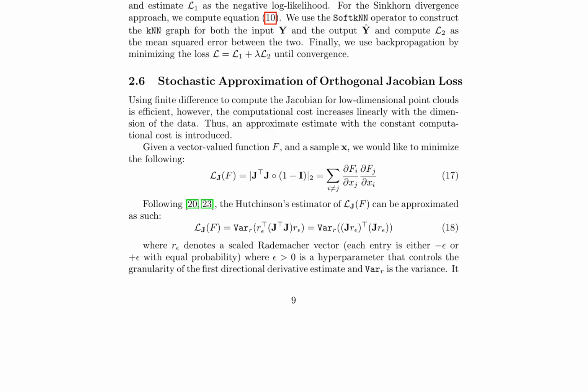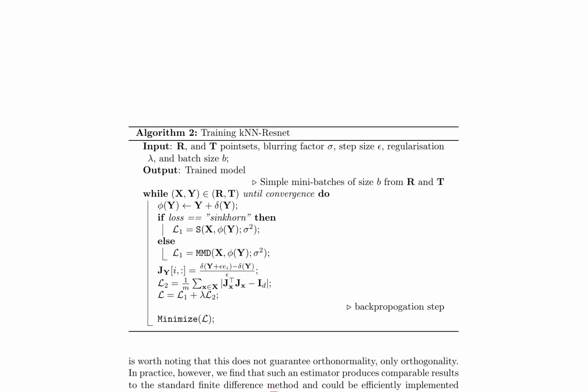The training process involves two sets of d-dimensional vectors, a reference point set R and a target point set T. The model takes the target points as input and produces an output, which is then used to compute the GMM posterior probability and the Sinkhorn divergence. The soft kNN operator is used to construct the kNN-Graph for both the input and output points, and the loss function L is defined as the sum of the negative log likelihood and the mean squared error between the two kNN-graphs, regularized by the orthogonality loss.